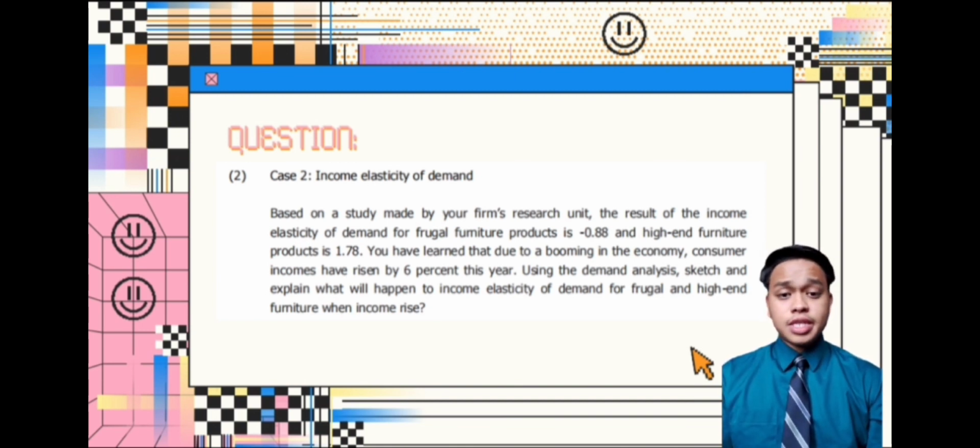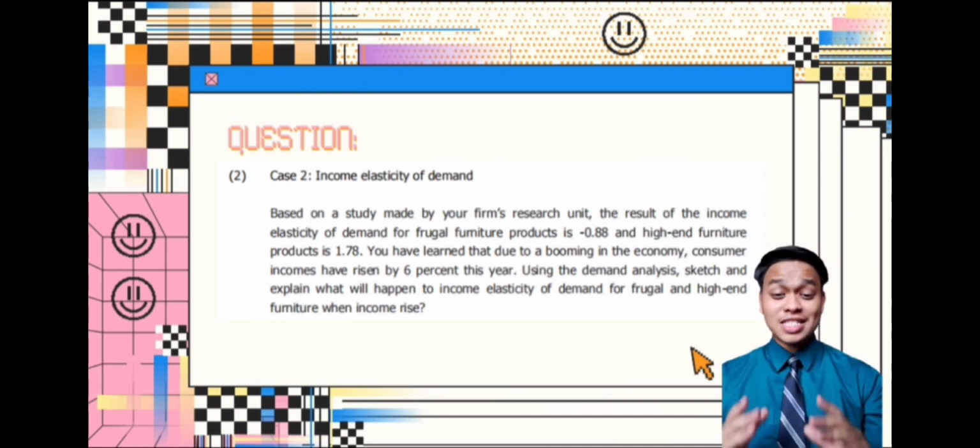You have learned that due to a booming economy, consumer incomes have risen by 6% this year. Using demand analysis, sketch and explain what will happen to income elasticity of demand for frugal and high-end furniture when income rises. So, I will talk about the answer next.